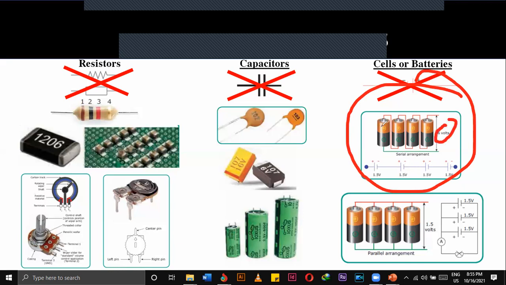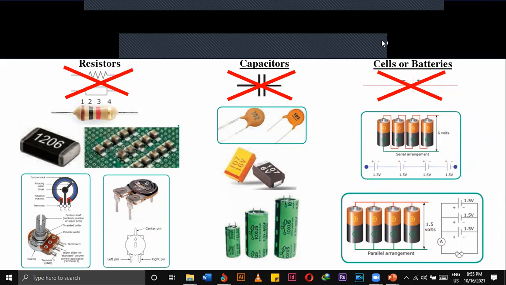Let's say this battery's voltage is 2 volts. This one is 2, this one is 2, this one is 2. All together, all these voltages will be added and provide the total voltage of 8 volts from the ends. If you want to obtain 8 volts, you have to have 2 volt batteries connected in series.